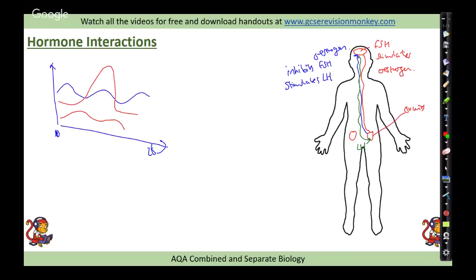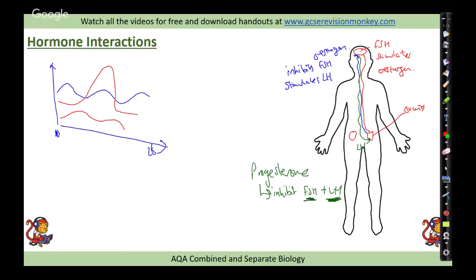When progesterone is also produced by the ovaries, the progesterone helps to maintain the uterus lining. So the progesterone also wants to inhibit the FSH and LH because it doesn't want any more eggs to be matured and it doesn't want any more eggs to be released.